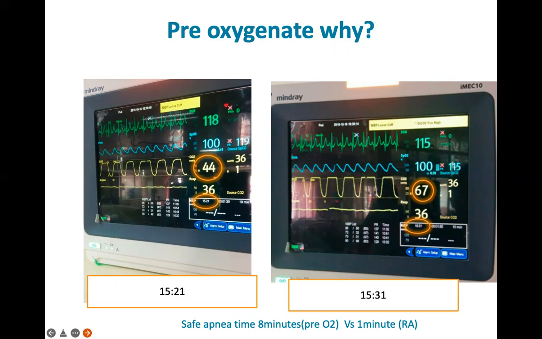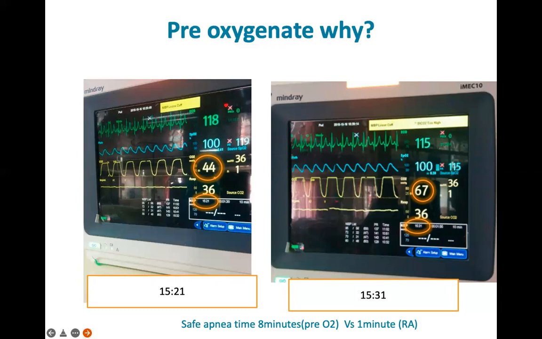So just imagine this baby has been disconnected from the ventilator and just been provided with free flow oxygen. And in spite of a 10 minute gap, there is no fall in saturation. So this is exactly what you should remember. You can get a safe apnea time of 8 minutes or more if you are pre-oxygenating with 100% oxygen, whereas if you're not pre-oxygenating, you may get a safe apnea time of just 1 minute. So that is the difference. So never forget doing a pre-oxygenation, and that too with a device which gives you 100% FiO2.